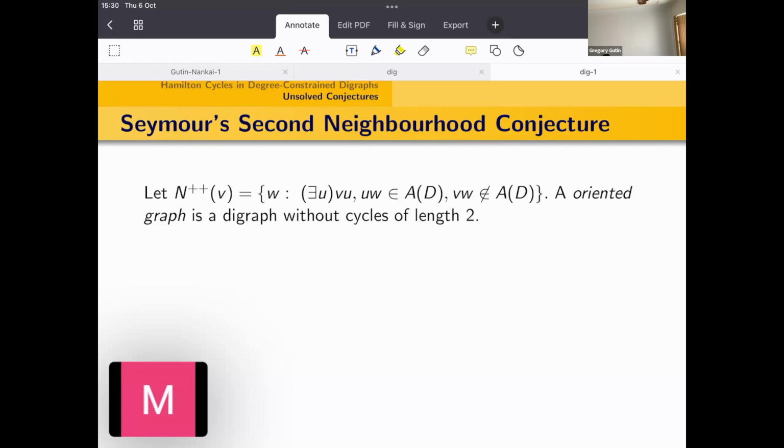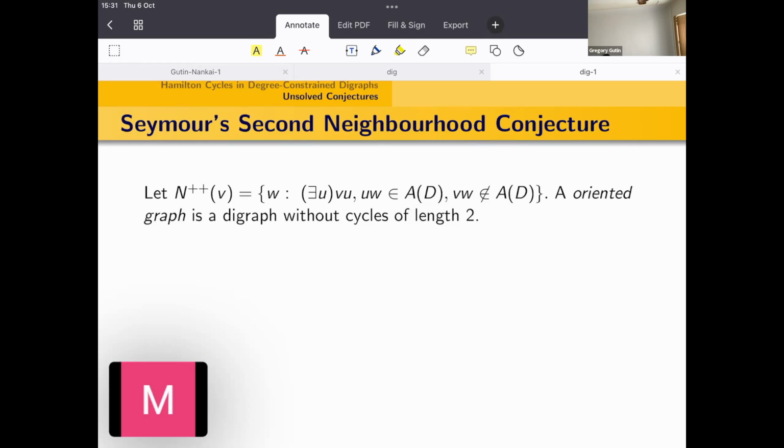The second out-neighborhood of v is basically all vertices which you can reach from this vertex in exactly two steps. So you cannot reach them in one step. You need two steps to reach them.